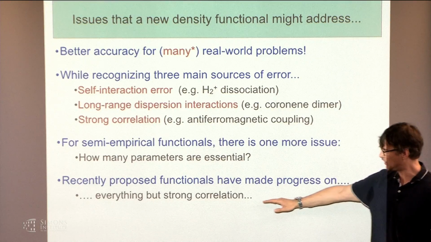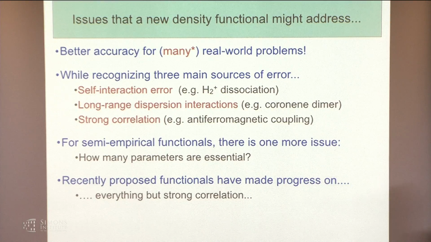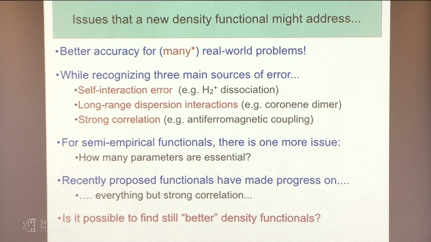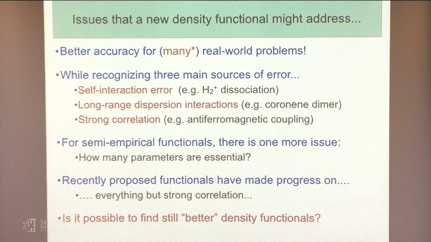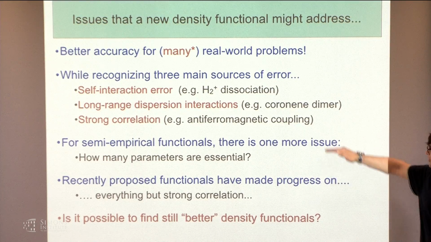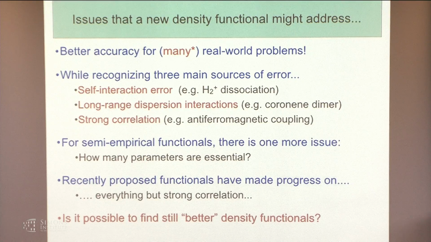Recent functionals have made progress on everything but strong correlation. And it's an open question how much better the density functionals 10 years from now can be than the density functionals of today. But it's a safe bet they will be better. I think it's also a safe bet they won't solve this problem.